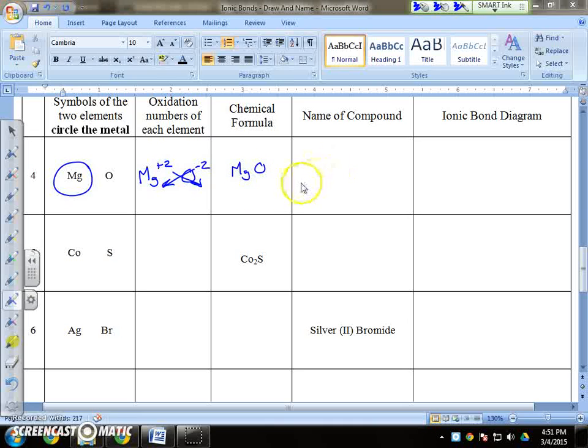Now in terms of naming the compound, we got to ask ourselves the big question, is this metal a transition metal? Knowing that it's in the alkaline earth metals family, we know it is not. So our name is going to be very simply magnesium oxide. Okay, and we are not using any of the Roman numerals to indicate the oxidation numbers.